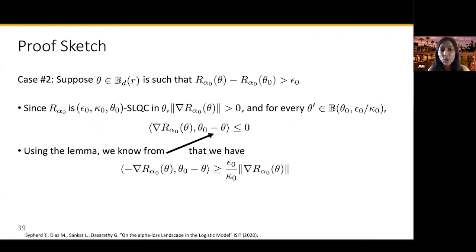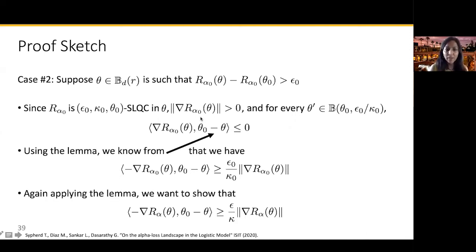What do we need to do? We're going to use this fact, but what we need to show is the following. We need to show this last thing on the slide, which is that above this plane, all these points also satisfy SLQC in the following sense. Epsilon over kappa is the new radius, and for all those points, the gradient is such that you can lower bound this inner product by the product of this radius and the gradient.